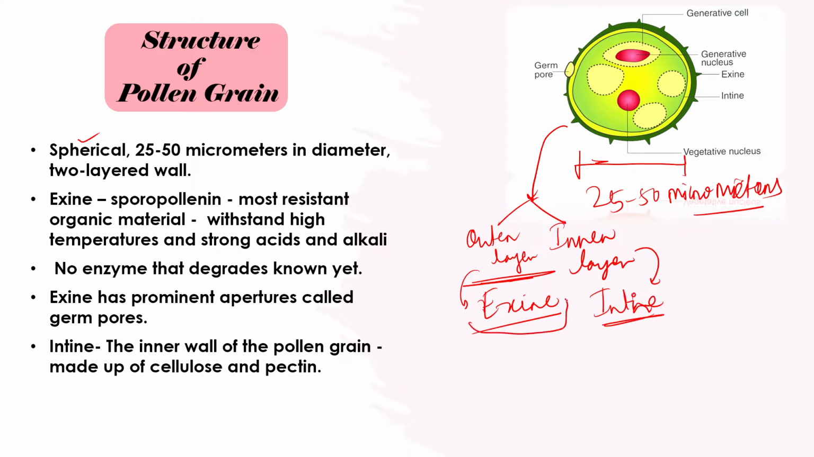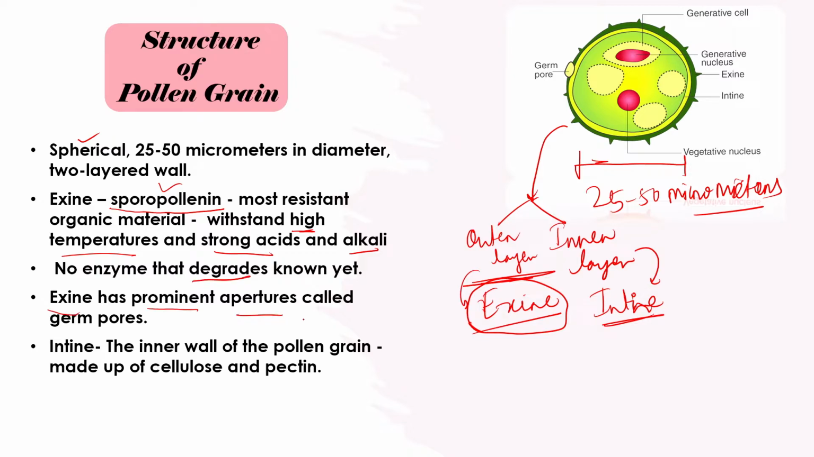Exine is made up of so-called sporopollenin. Sporopollenin is one of the most resistant organic materials, which can withstand high temperature. The pollen grains can survive in high temperatures because of sporopollenin. It protects the pollen grain from high temperatures and from strong acids and strong bases as well. This sporopollenin is so strong that it cannot be degraded by any enzyme.